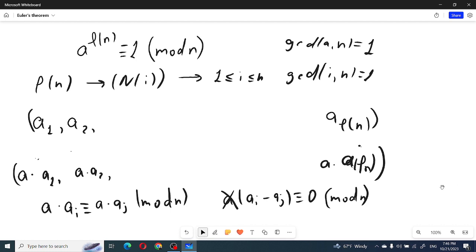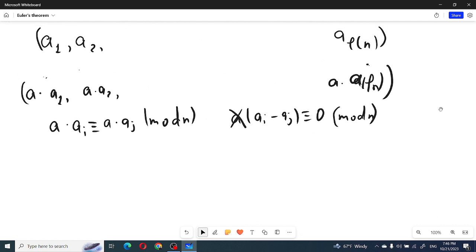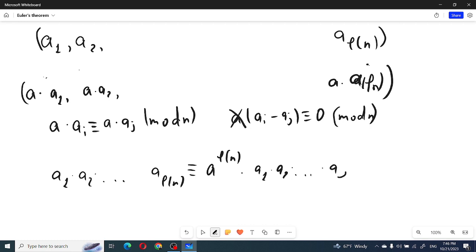Now we will use the same trick which we have used for Fermat's theorem. Let's take a product in the first set, a1 times a2 times up to a phi n. This must be equal to a to the phi n power times a1 times a2 times up to a phi n modulo n, because these numbers are equal modulo n. So their product will also be the same.